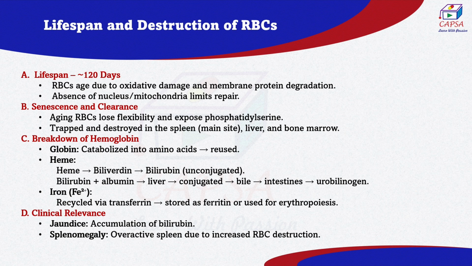Iron from heme is not lost, it's recycled. It binds to transferrin in the blood and is either stored in the liver as ferritin or sent back to the bone marrow to help make new RBCs. When this process is disrupted, clinical conditions arise. Excess bilirubin in the blood leads to jaundice, and excessive destruction of RBCs may lead to an enlarged spleen known as splenomegaly.